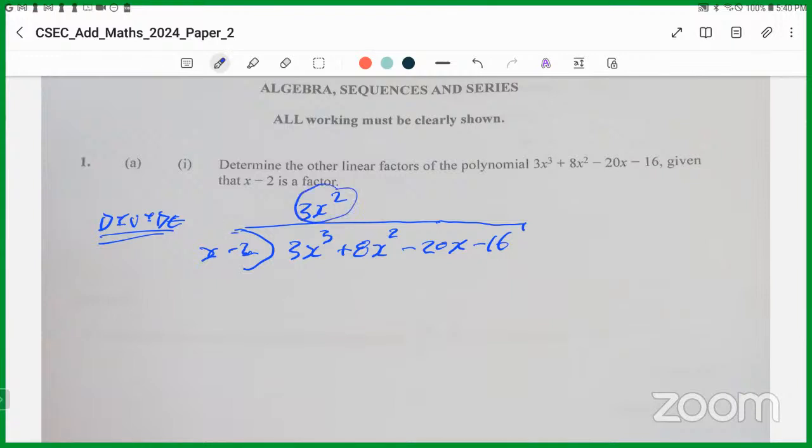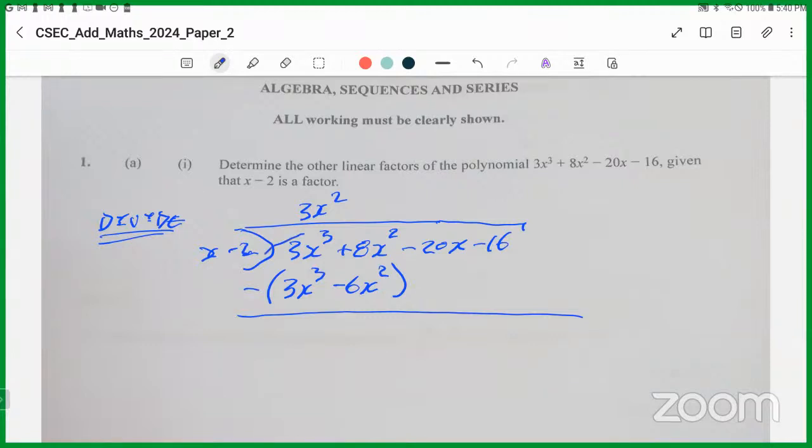Then it's 3x squared times these, giving back the 3x cubed and minus 6x squared. And remember, you subtract it. These two values are always eliminated, and you apply the minus on this to see what it becomes. It becomes a positive 6x squared. Positive 6x squared plus 8x squared gives me 14x squared. Then the rest are not subtracted anything, so they come back down. So I'm getting minus 20x minus 16.